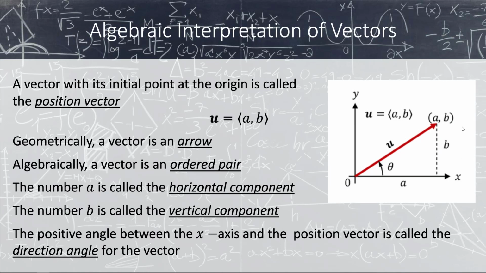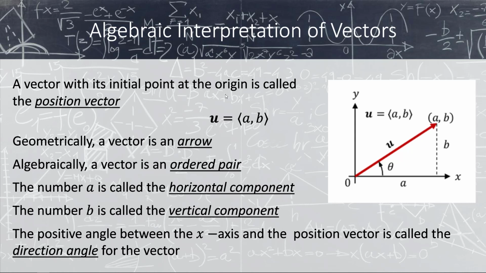Okay, so you're all familiar with the geometric interpretation of the vector, and that happens to be an arrow which has a certain magnitude and a certain direction relative to some frame of reference. In this case, it's going to be the positive x-axis. And we call this a position vector.